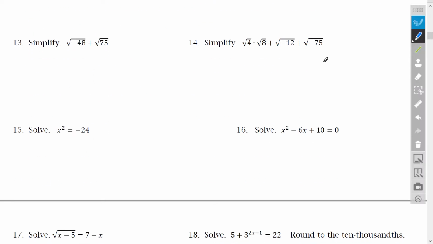Okay, so simplify the square root of negative 48 plus the square root of 75. So the square root of negative 48, we would simplify that. So we need a perfect square that goes into 48. Okay, so I think 16 goes into it. It does. So 16 and 3.